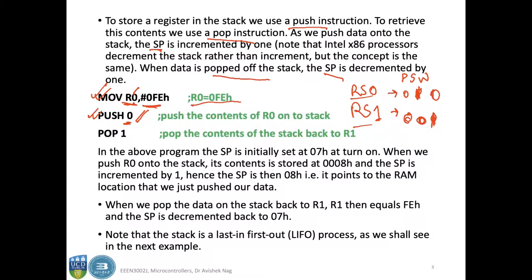And similarly, by using pop 1, let's say, you can pop the contents of the stack to register R1. So you only use these indices to denote which register you are operating with. So push and pop, these are the two instructions. If you use pop 2, let's say here, then the contents of the stack will be going to R2, and so on. So in the above program, the stack pointer is initially set at 07.